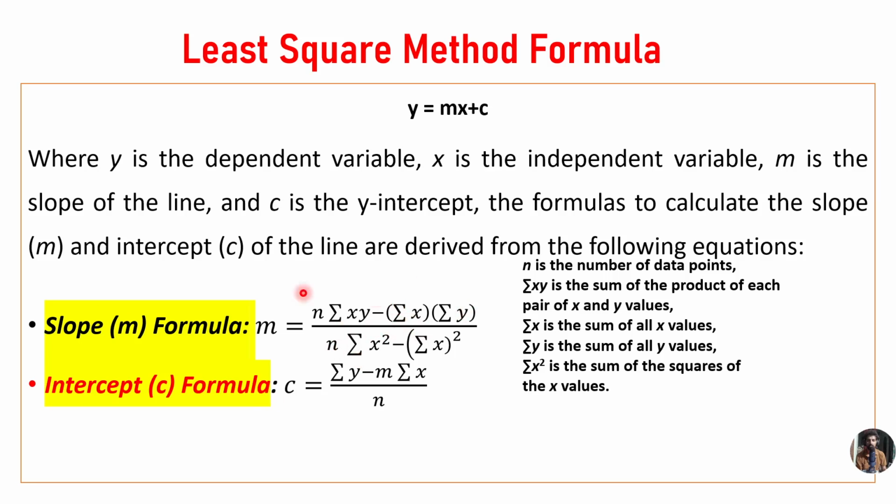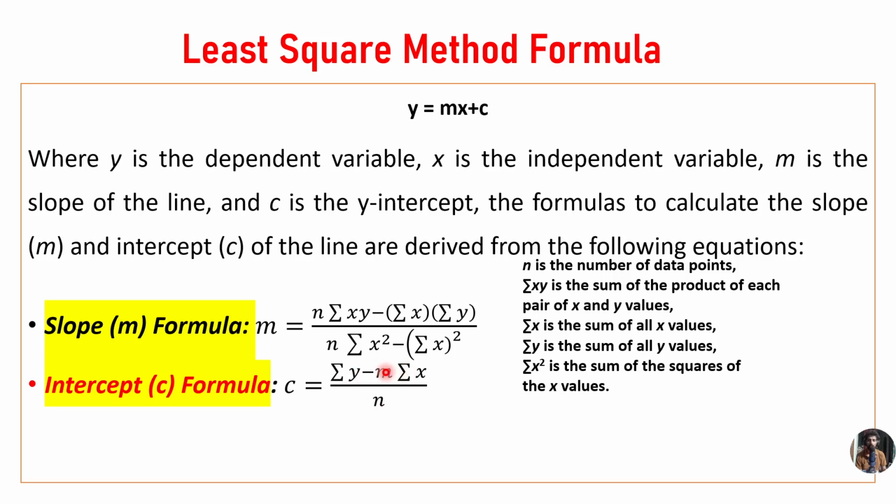So this formula is called the slope. What is this one? m is equal to n sigma xy minus sigma x sigma y, divided by n sigma x square minus sigma x whole square. This is called the formula for slope. The formula for the intercept is c is equal to sigma y minus m sigma x, divided by n. This is the formula for the least square method, that is y is equal to mx plus c. So what is m? m is nothing but this one, and what is c? This is called this one.